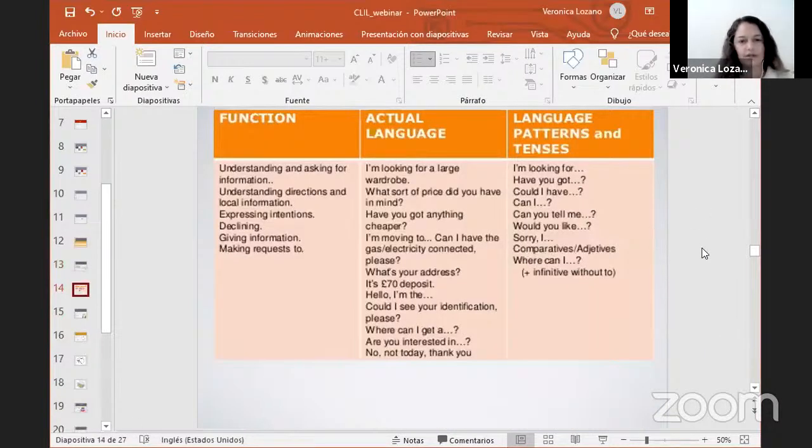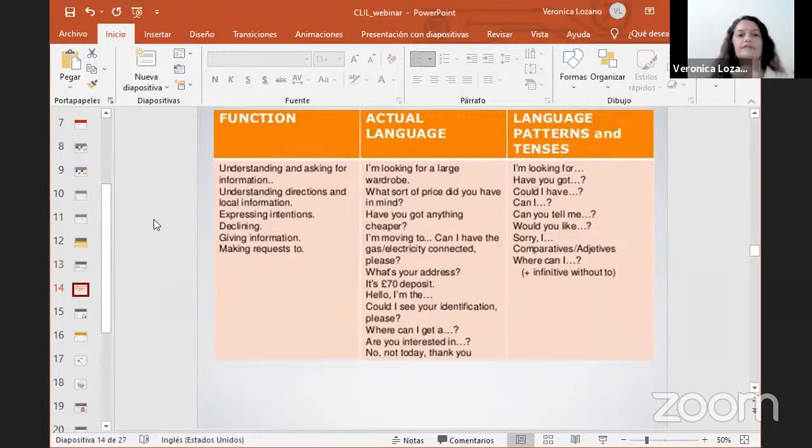So I have here, believe it or not, it's very difficult to find a truly, absolutely functional syllabus in books. They are not very common. Very, very often they have the function, but they also include the specific grammar points. So here's an example of what a functional syllabus might look like.